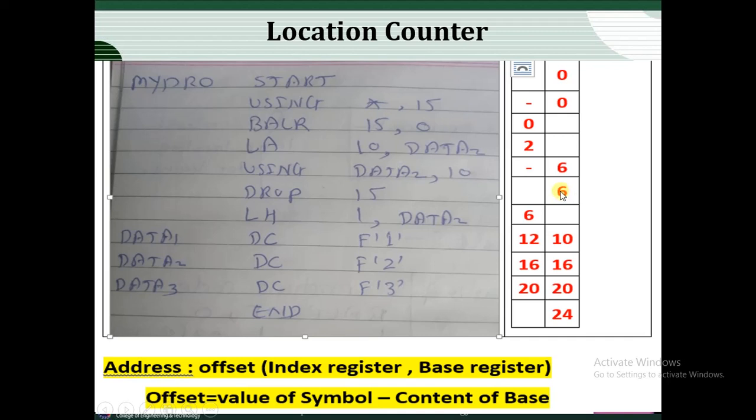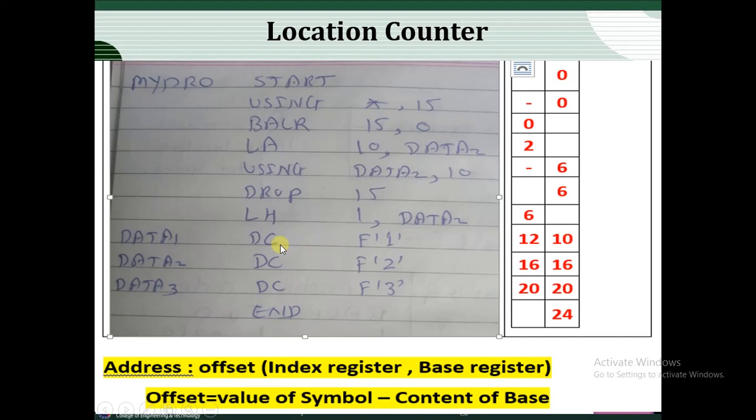Now after the DROP, we have the L type of instruction. It is again an RX type of instruction, and it will take 4 bytes. If we take 4 bytes, 6 plus 4, that is 10.